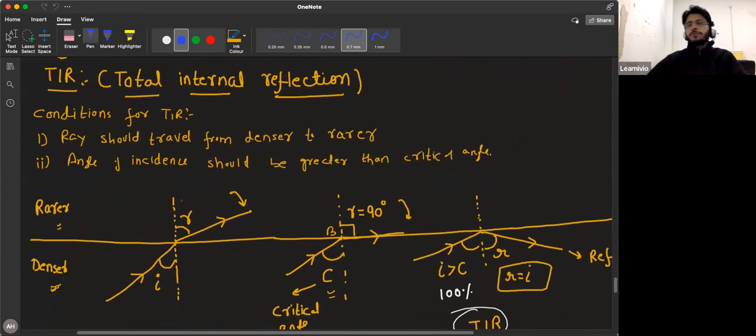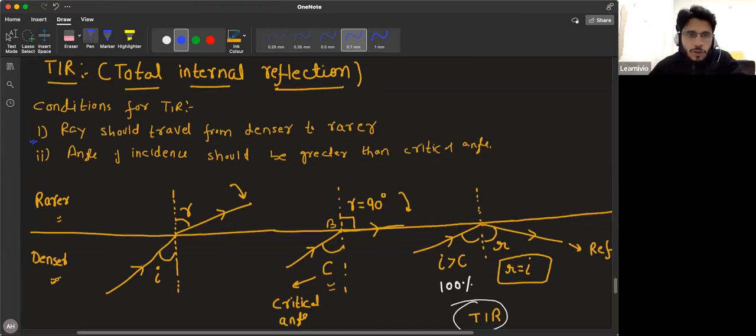Total internal reflection. For total internal reflection, two conditions are essential. The first one is the ray should travel from denser to rarer medium. And the second is the angle of incidence should be greater than the critical angle. So let's see what TIR means. This is your incident ray, traveling from denser to rarer medium. When a ray travels from denser to rarer, it bends away from the normal, which is very clear from this ray diagram: the angle of refraction is greater than the angle of incidence.